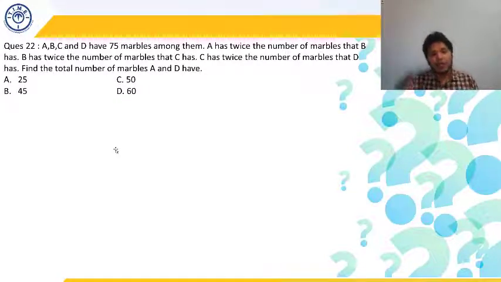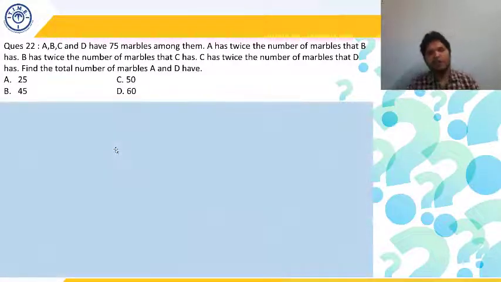Next, B has twice the number of marbles that C has. So if C has 8 marbles, then B will be having 16 marbles. If C has 10 marbles, then B will be having 20 marbles. Similarly, C has twice the number of marbles that D has. Find the total number of marbles that A and D have. So we need to find out the total number of marbles that A and D have.